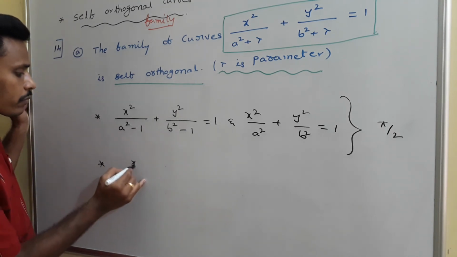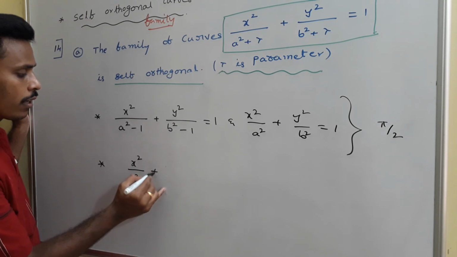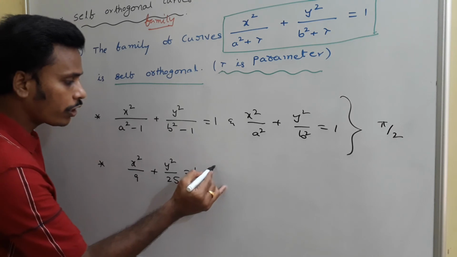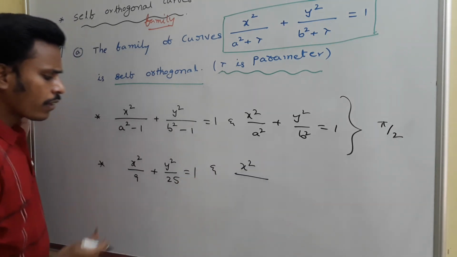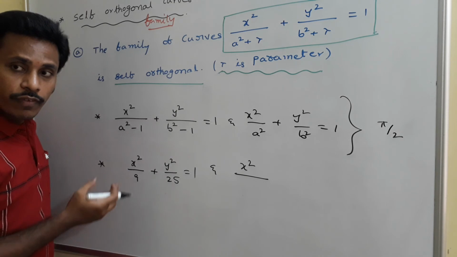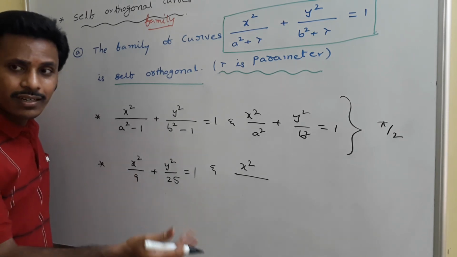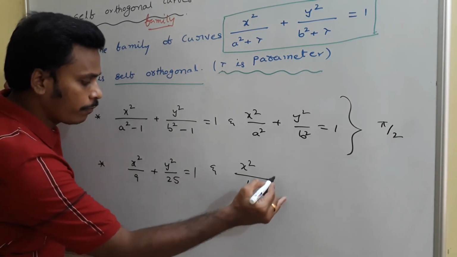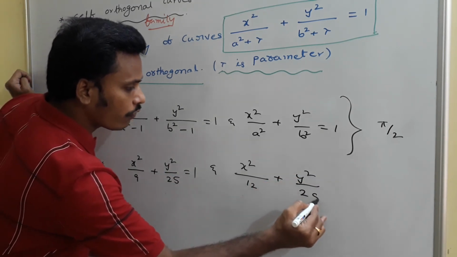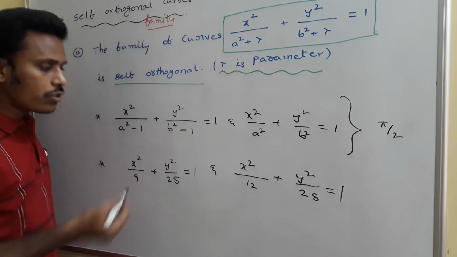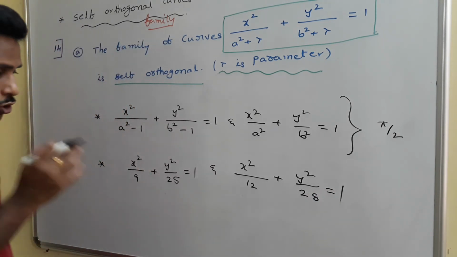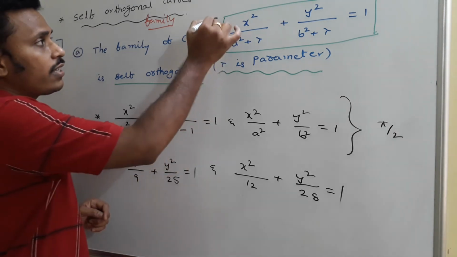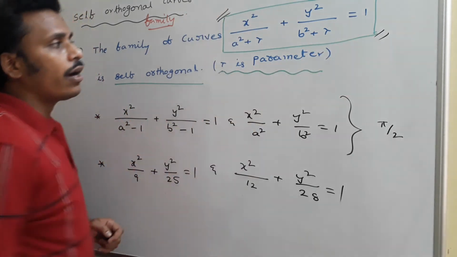You may fix the values a and b also. Suppose I have x square by 9 plus y square by 25 is equal to 1 as one curve equation, and for the other I need to add some lambda to a square and b square. You just take that lambda as is comfortable. Here I am taking 3: 9 plus 3 is 12, plus y square by 25 plus 3, 28, is equal to 1. What do you say about the angle between these two curves? Be clear about the idea: every pair of equations of this family are self-orthogonal.